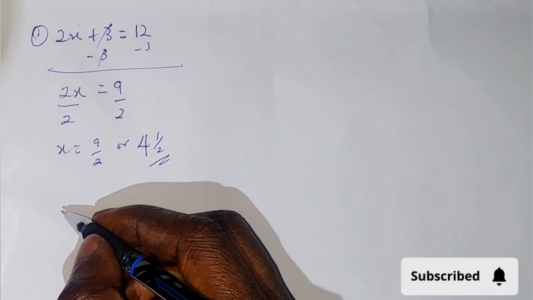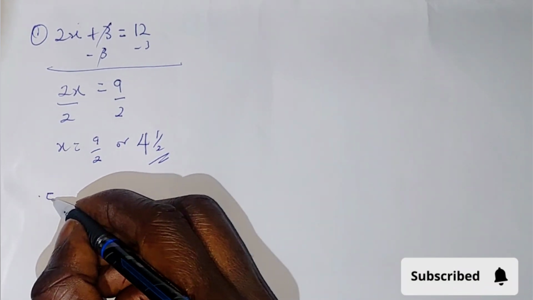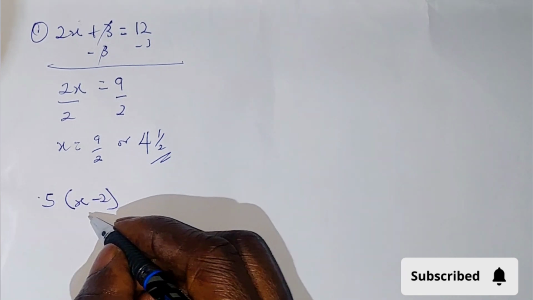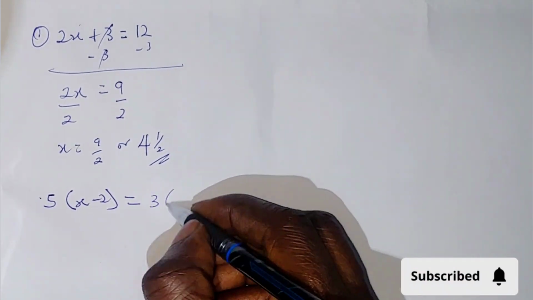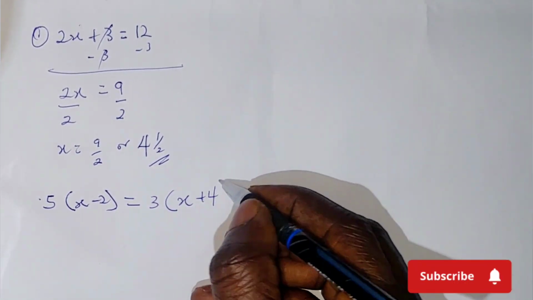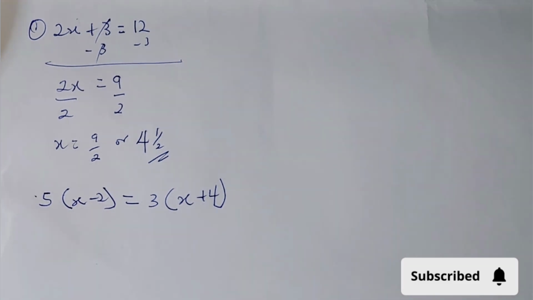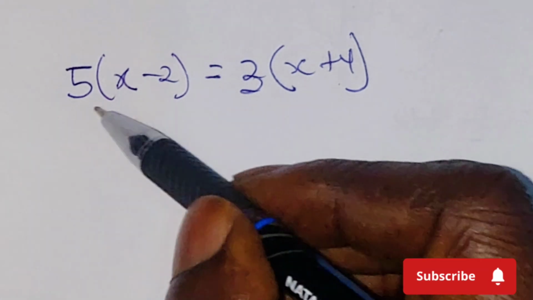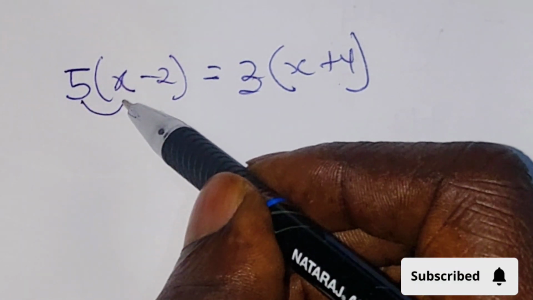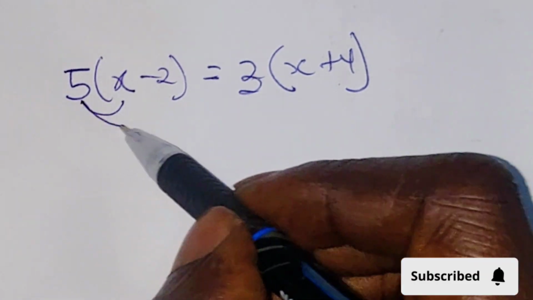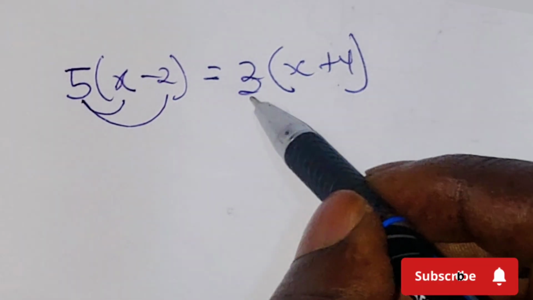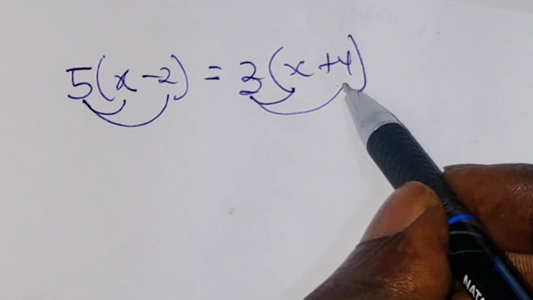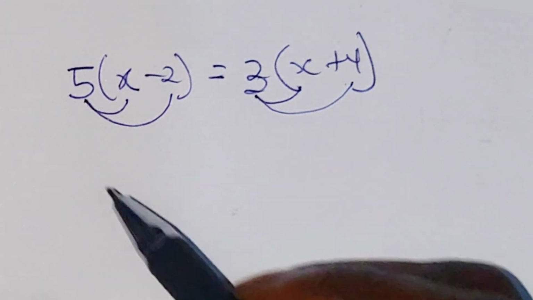So let's take the first one I have from here, which is 5(x - 2) = 3(x + 4). So this is my first question that we're going to solve. Hope you can see. With this question, the first thing we're going to do is to expand the brackets. To expand the brackets, we multiply the 5 by the first term, then we multiply the 5 also by the second term. Then the 3 also multiplies the first term, then the second term inside the bracket.